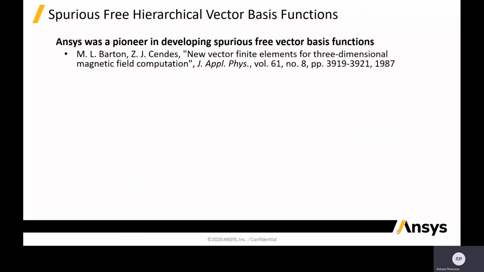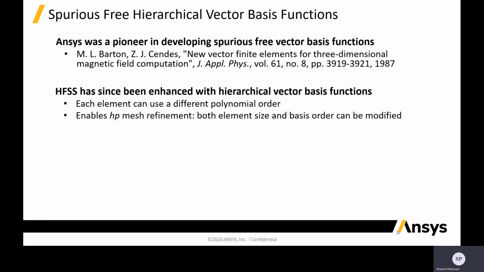So back to the main breakthroughs. The spurious-free vector basis function was first published in '87 in this seminal paper by Barton and Sandys. Since then, HFSS has been enhanced with hierarchical vector basis functions. They're also spurious-free. And each element can use a different polynomial order.